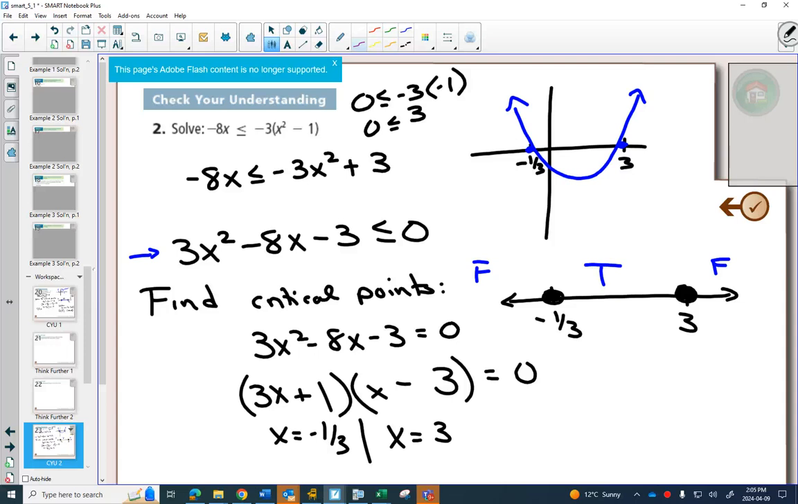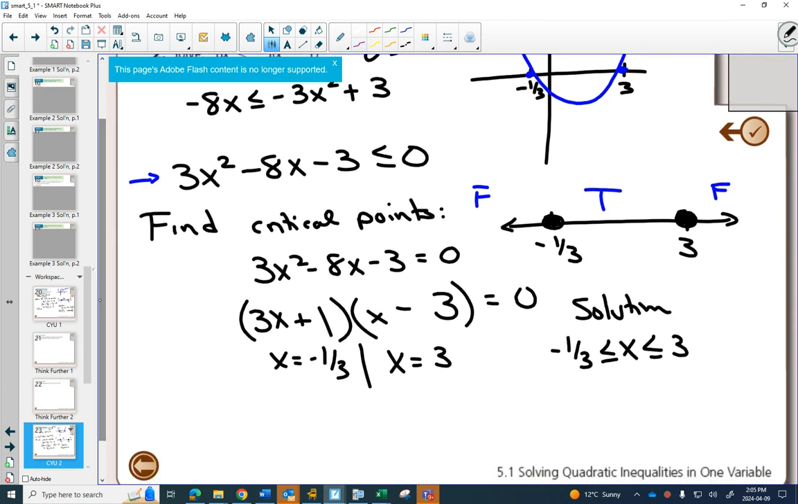Now that we found out that that is true, you could either write your solution like this, negative 1/3 less than or equal to x less than or equal to 3. We have the equal signs now because those dots are filled in. Or in interval notation, we would write it from negative 1/3 to 3.